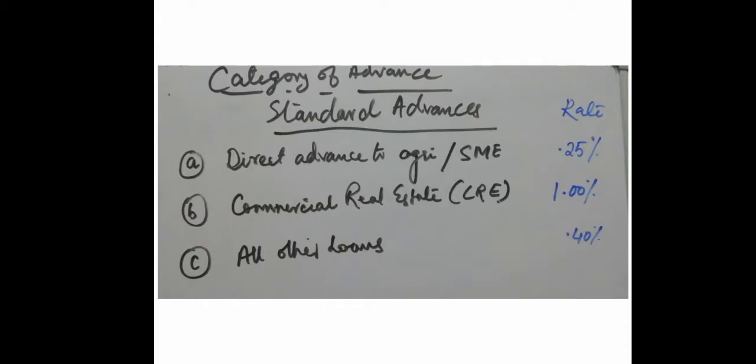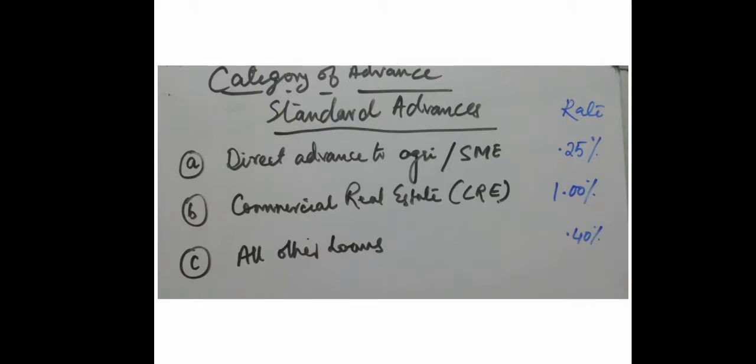First is advances to the agriculture sector and small and medium enterprises. If you are giving loans to these two segments and those loans are repaid on time, they are standard assets in nature. So for whatever portfolio value is assigned to this particular segment, you need to keep a provision of 0.25% of it. Now this is just a precautionary one.